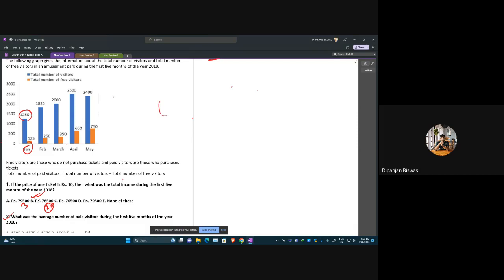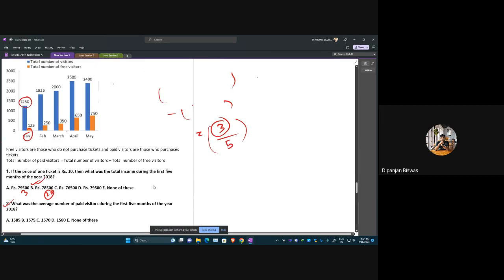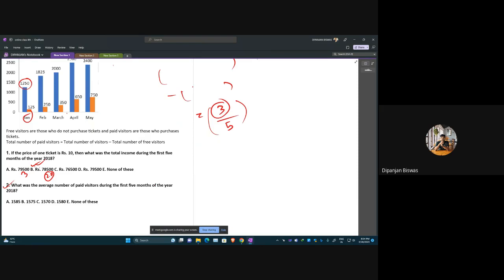So after adding and then subtracting the free visitors, we are getting a digit sum of 3, if I remember. But if we divide it by 5 to get the average, how will we do it? Because 3 is not divisible by 5. To solve this question, you have to get 1 in the denominator.